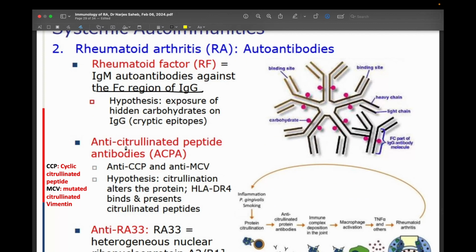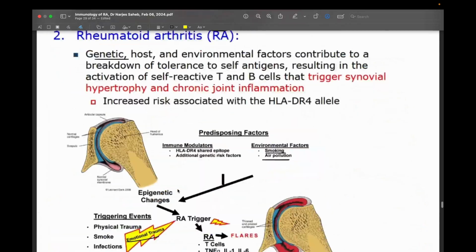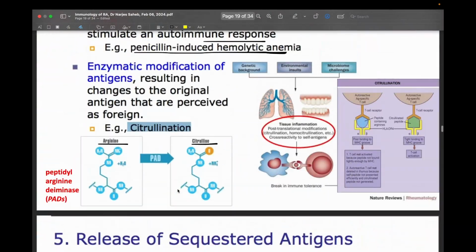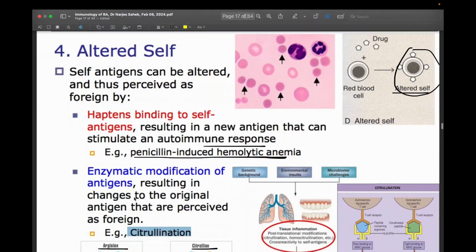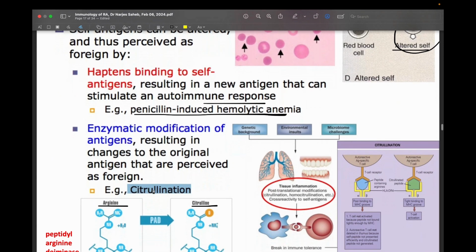ACPA اللي هو anti-citrullinated peptide antibody. It includes 2: ACCP and AMCV. شنو مكتوب هنا؟ Citrullination alters the protein. اللي هو which mechanism we took? Altered self. هذه altered self. Enzymatic modification of the antigen.